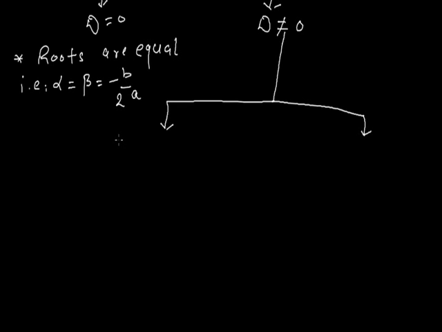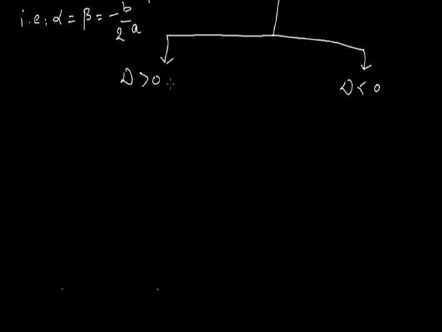First one is either discriminant greater than 0 or discriminant less than 0. When the discriminant is greater than 0, then the roots become real and distinct. And when the discriminant is less than 0, then the roots are imaginary.